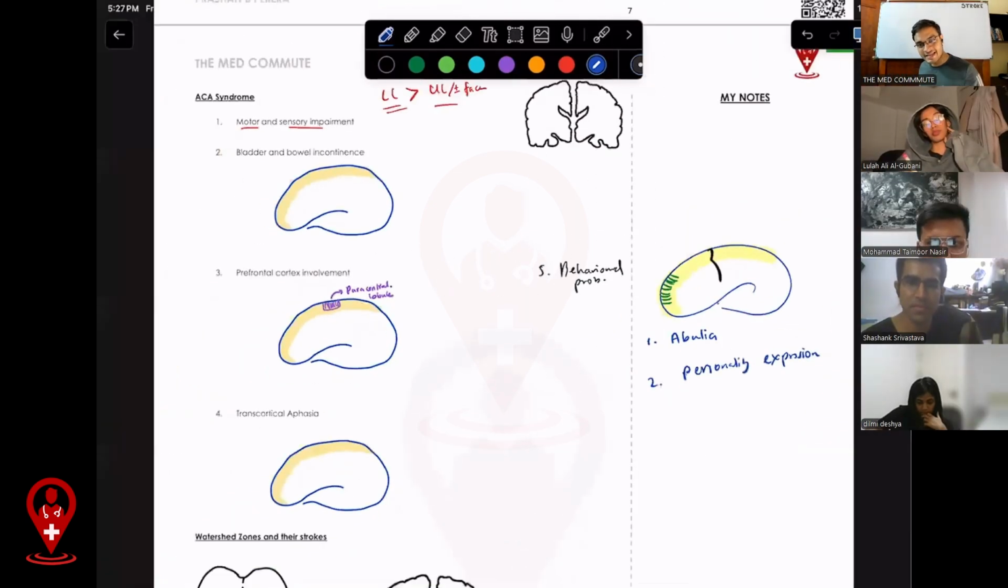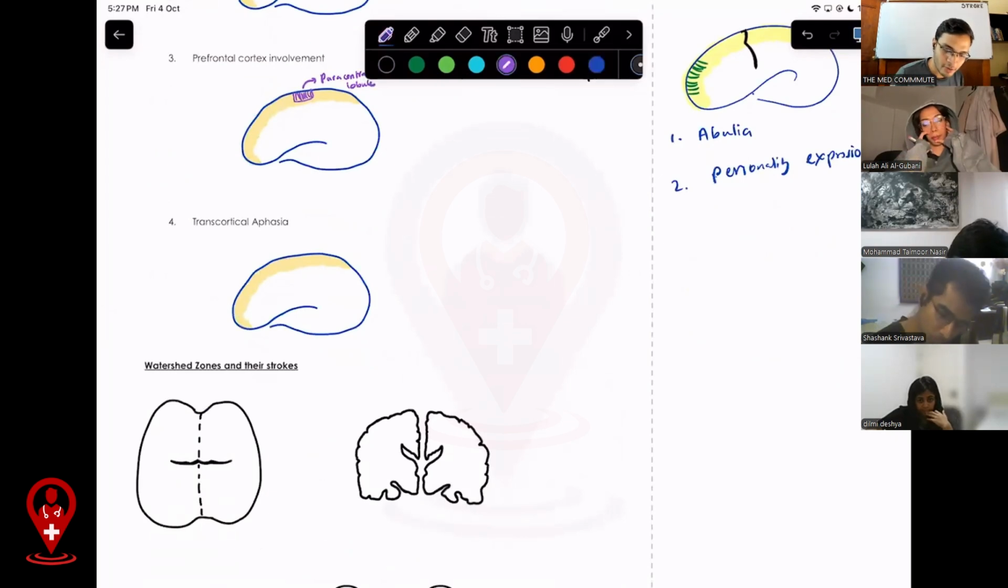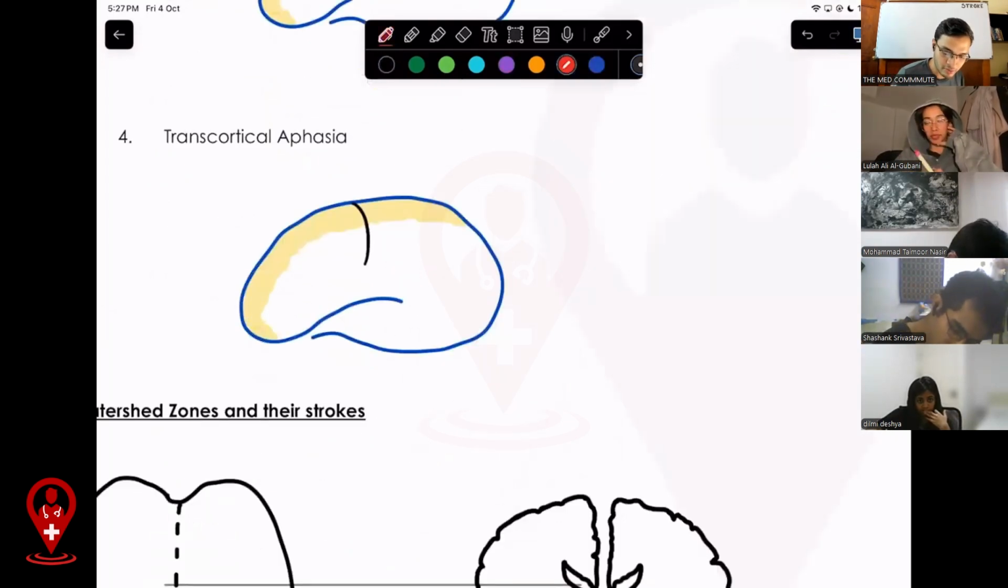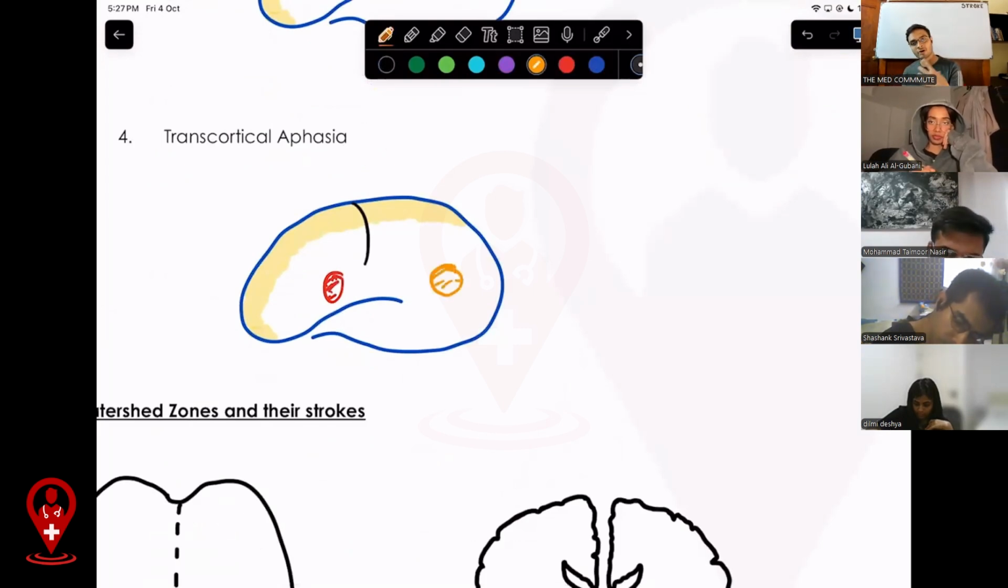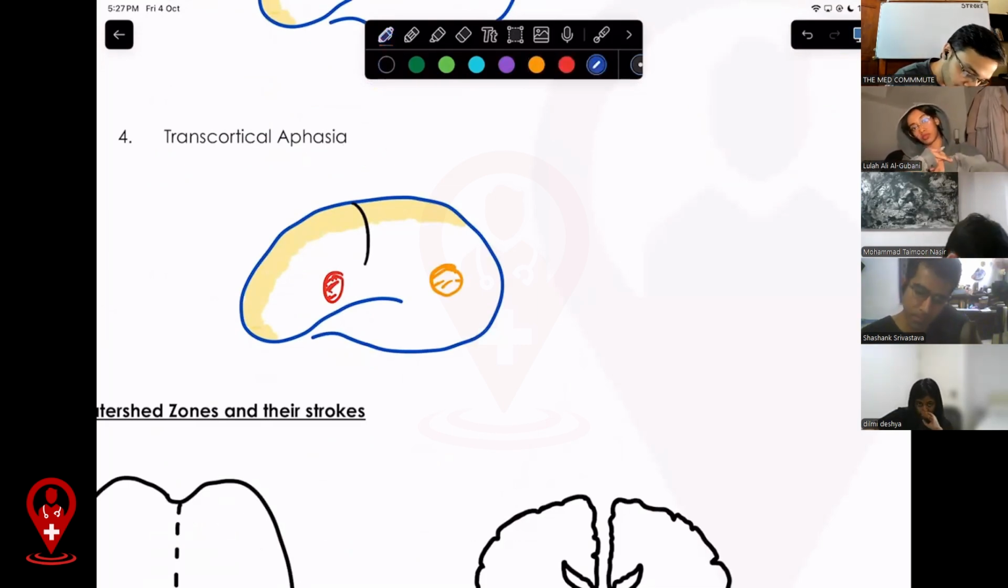Then the last one for these ACA syndromes, right? This aphasia. I told you there's another aphasia that we are going to talk about. That is this transcortical aphasia, right? Now, what did we talk about, guys, before? We talked about the Broca's area somewhere here. We talked about the Wernicke's area somewhere here, right? And we talked about those aphasias, Broca's aphasia, Wernicke's aphasia. Those were MCA related, supplied by the MCA. There is another area, guys, somewhere here.